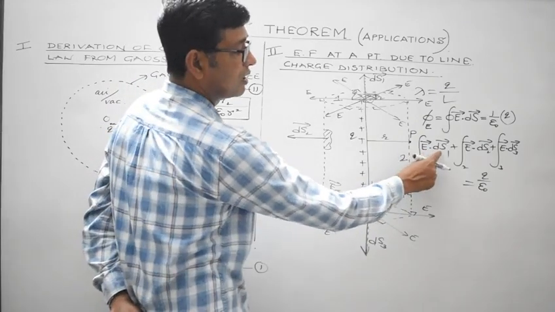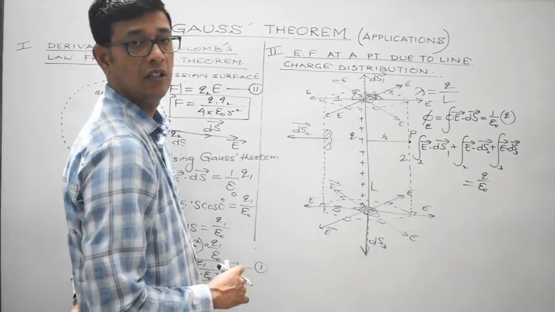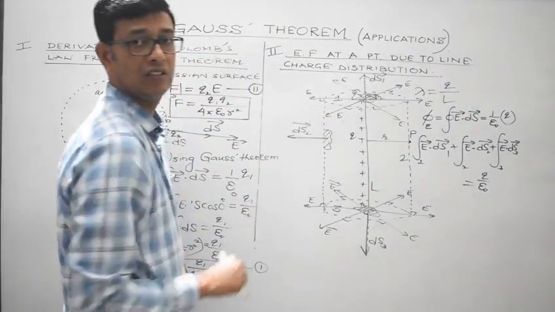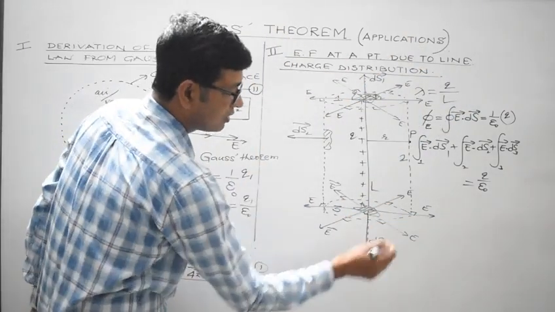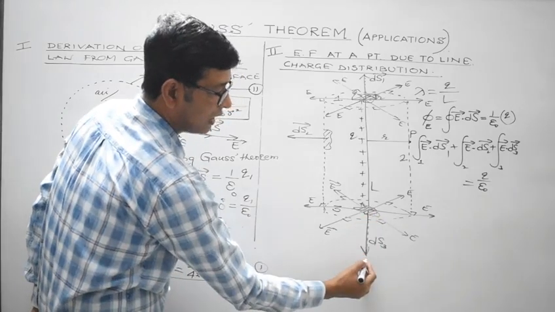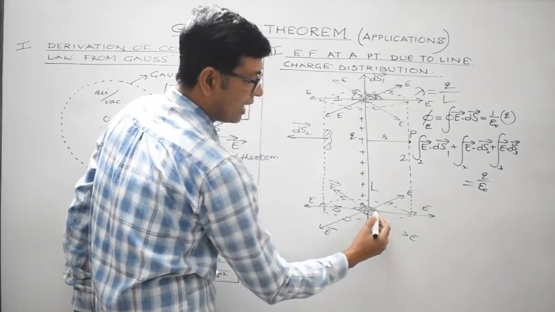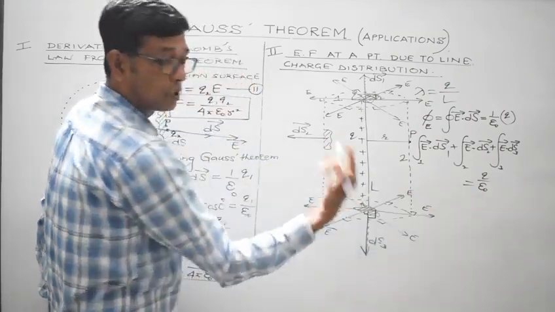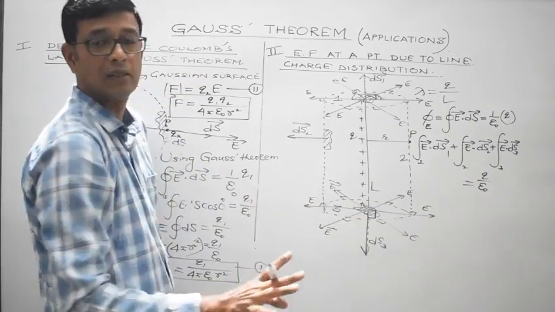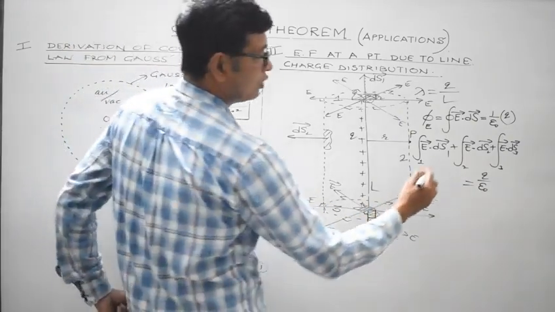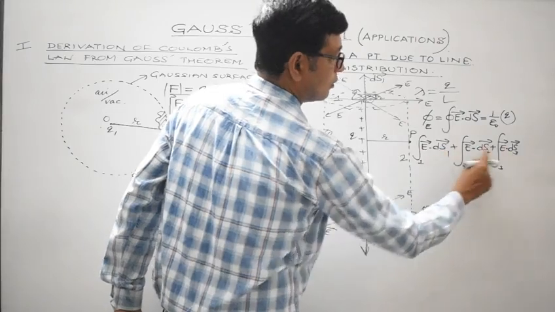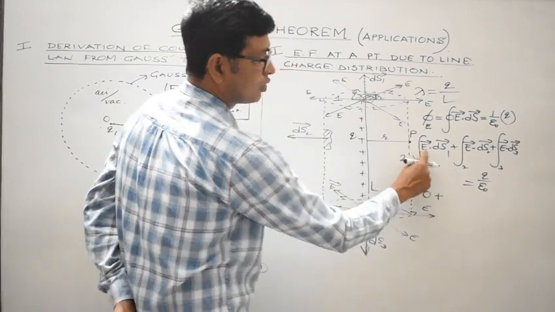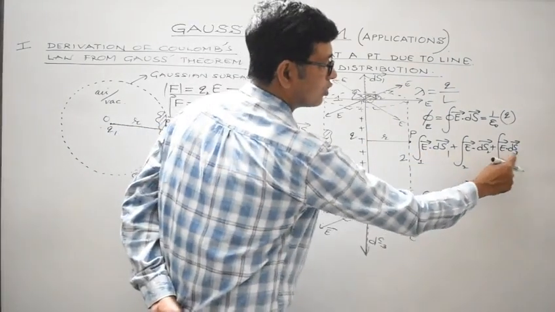So this term won't contribute anything towards the net flux, because electric field lines will pass along this surface. Here also, on this face, the area vector is in the downward direction, while the electric field is in this direction. So the angle is 90 degrees. Electric field lines being along the bottom circular face, this face will also not contribute anything towards the flux. So these two terms will not contribute anything, because the angle between these two is 90 degrees, and the angle between these two is also 90 degrees.